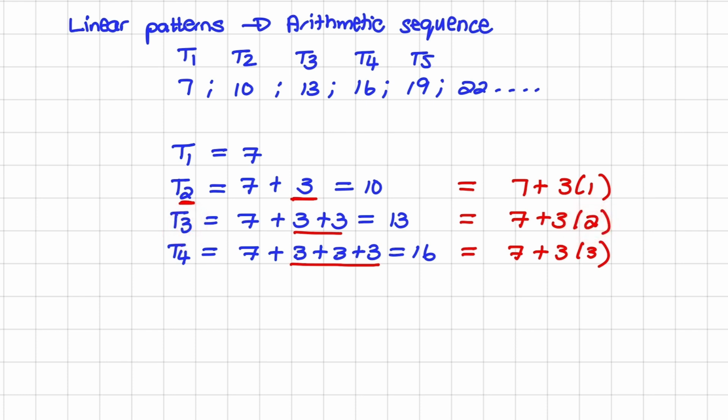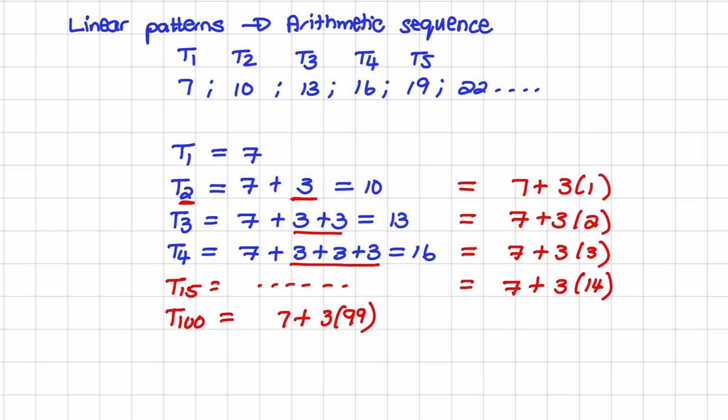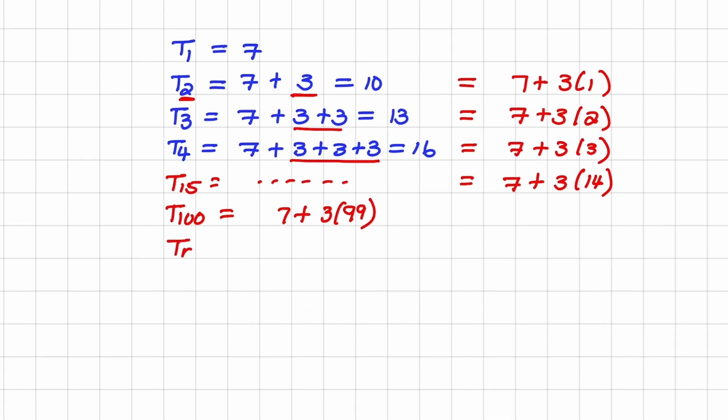So if I were to ask you to find term 15, you wouldn't follow this pattern as before by adding all the way to 15. You'd simply say it is 7 plus 3, but I'm going to add 14 3's. If I ask you to find term 100, you would say it is 7 plus 3, but I'm going to add 99 3's. When I write it down like this, it means multiplying, right? And if I ask you to find term n, you'd say it's 7 plus 3's, but I'm going to add 3 (n minus 1) times.